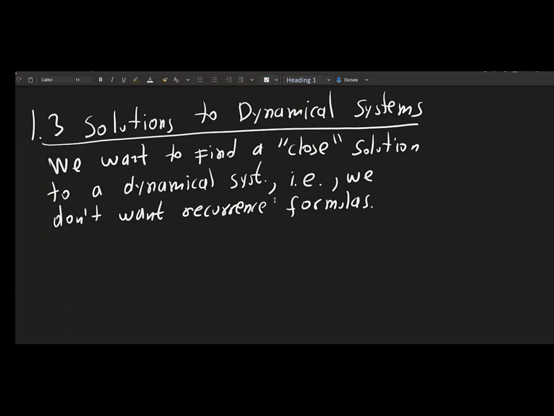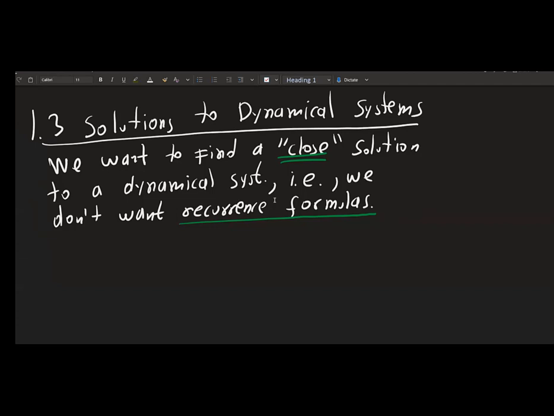you always have to rely on the previous computations to get to the next one. So when you have a recurrence formula, the disadvantage is that you need to rely on the previous computations to get to the next one. When you have a closed formula, you don't have to do that. You don't need to know the previous computations.